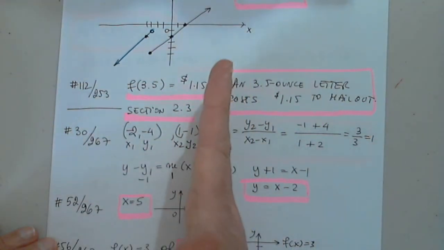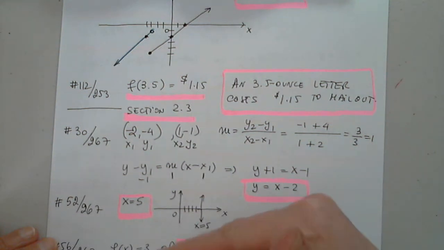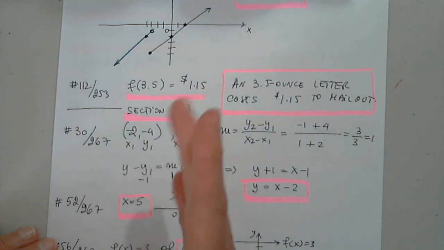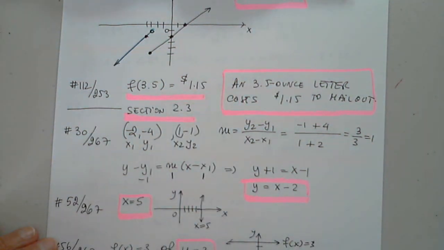Graphing a vertical line, graphing a horizontal line. So when we only have x, it's position. When we only have y, it's altitude.